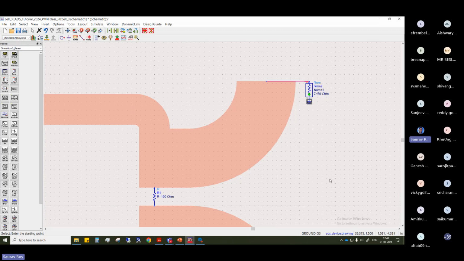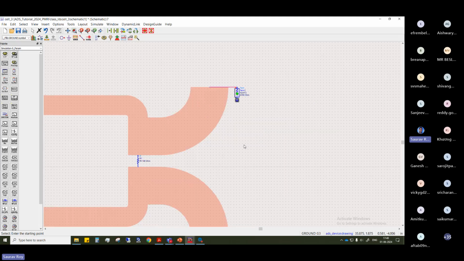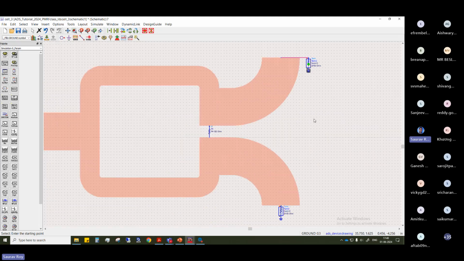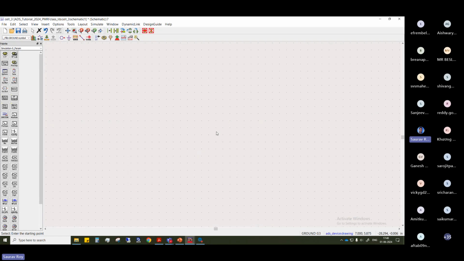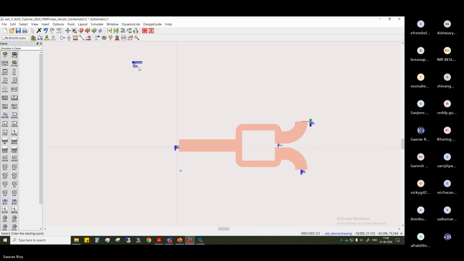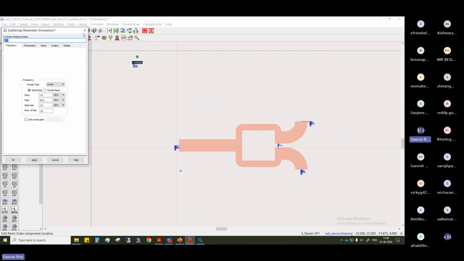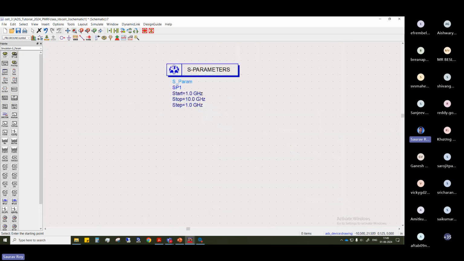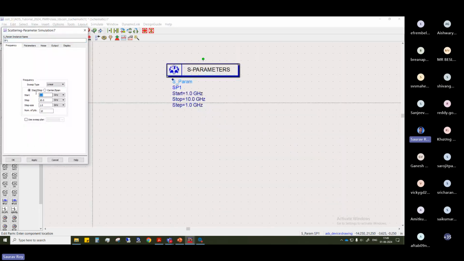Termination 1, 2, 3. This termination will only define the port numbers for S parameter simulation. Whatever the number of termination, here you see termination number 2, this number 2 means this will be signified as port number 2. Now that all these things are set up here, this is the S parameter setup. Let's say we set start to 2 gigahertz, stop is 4 gigahertz, and step is 0.01. Apply. Okay.